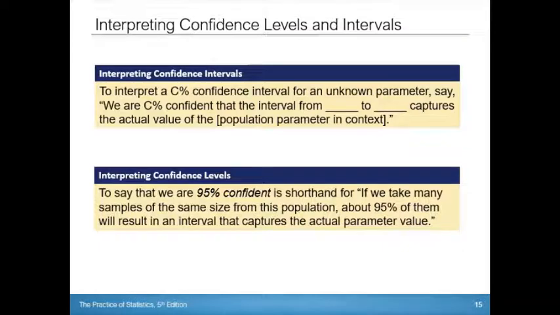Now that's very different than how we interpret the confidence level. The confidence level is really just the capture rate. It's talking about how often we would capture the true parameter if we use this procedure to take many samples. To say that we are 95% confident is shorthand for: if we take many samples of the same size for this population, about 95% of them would result in an interval that captures the actual parameter value. So for 95% of those samples, the resulting x-bar and confidence intervals, 95% of them would capture the true parameter value.